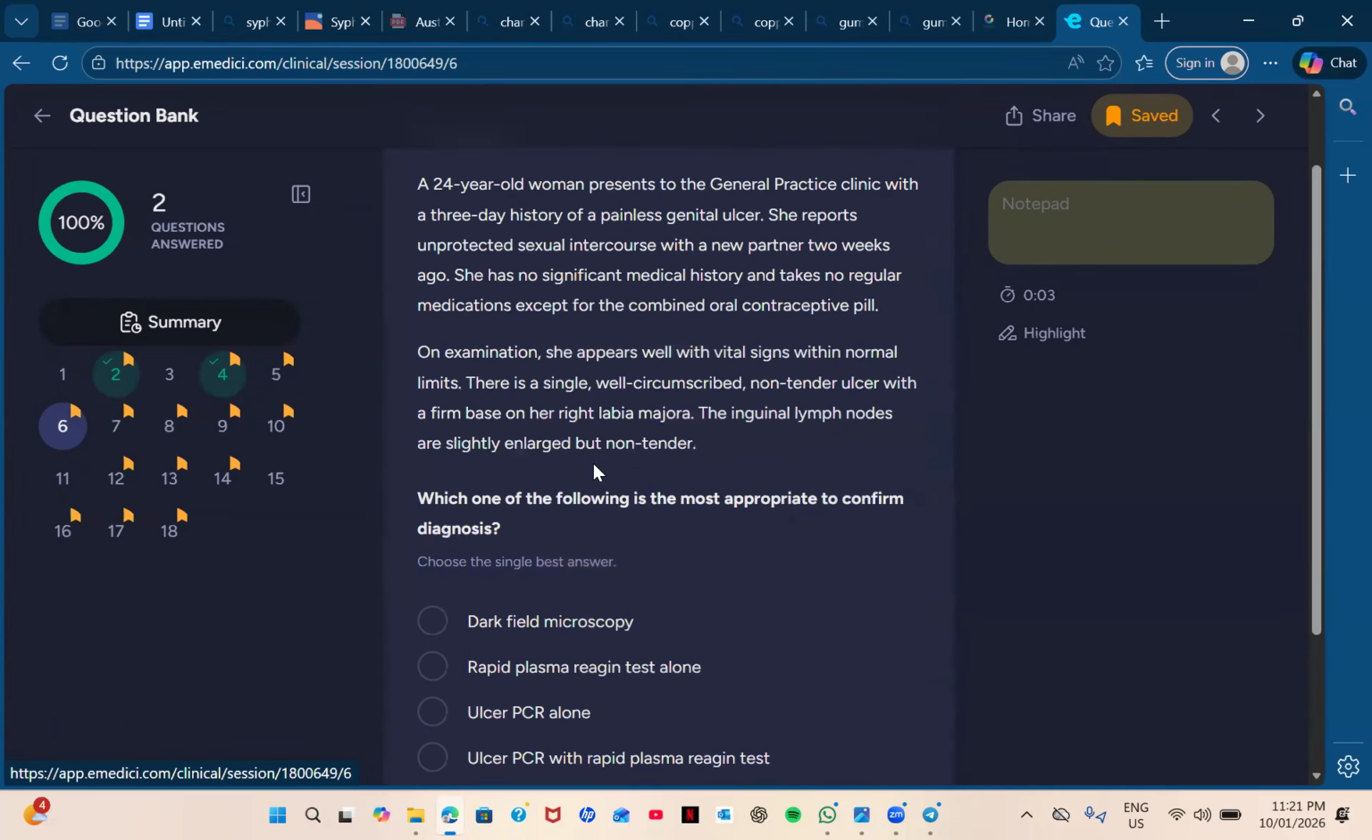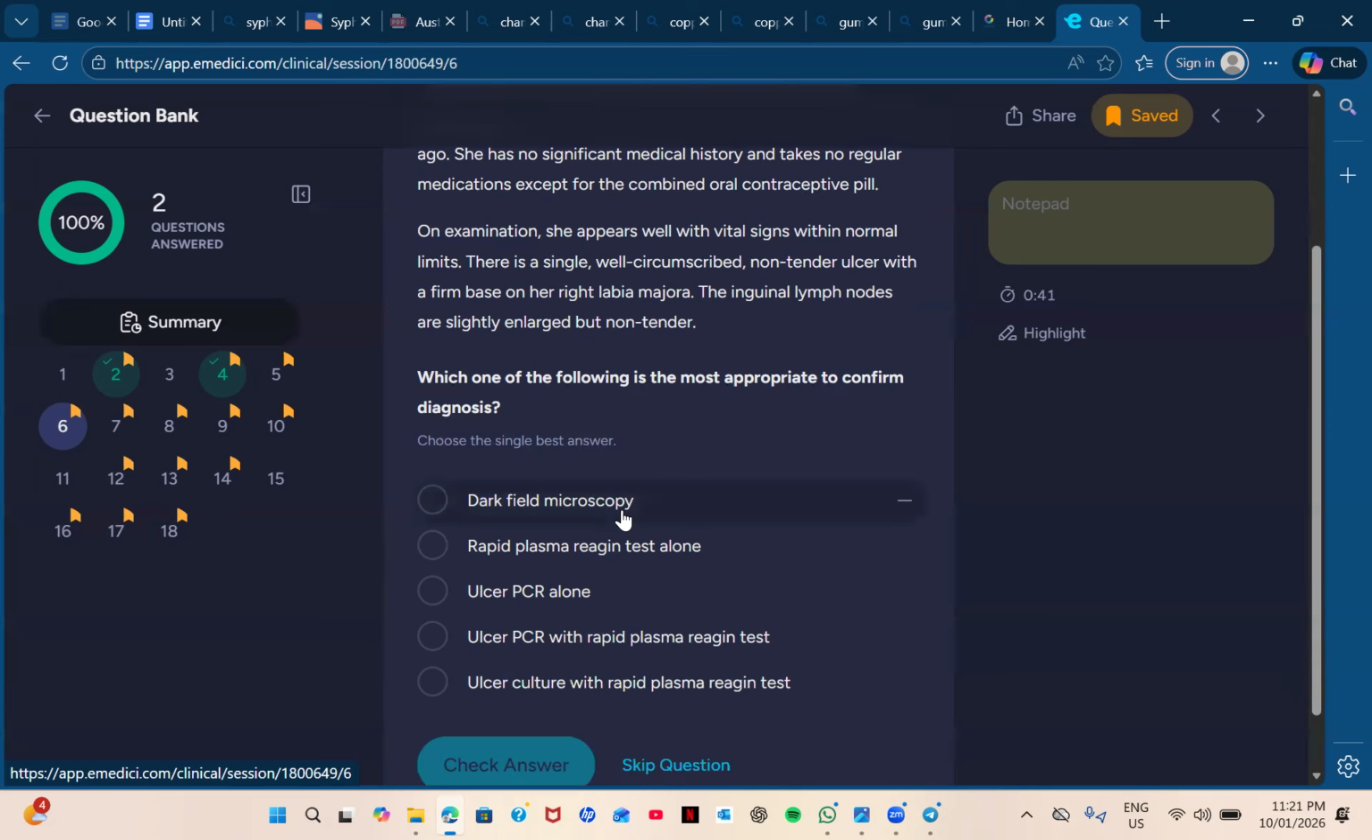Okay, this one. A 24-year-old woman presents to the GP clinic with a 3-day history of painless genital ulcer. She reports unprotected sexual intercourse with a new partner 2 weeks ago. She has no significant medical history and takes no regular medications except for the combined oral contraceptive pill. On examination, she appears well with vital signs within normal limits. There's a single well circumscribed, non tender ulcer with firm base on her labia majora, and inguinal lymph nodes are slightly enlarged but non tender. Which one of the following is most appropriate to confirm the diagnosis?